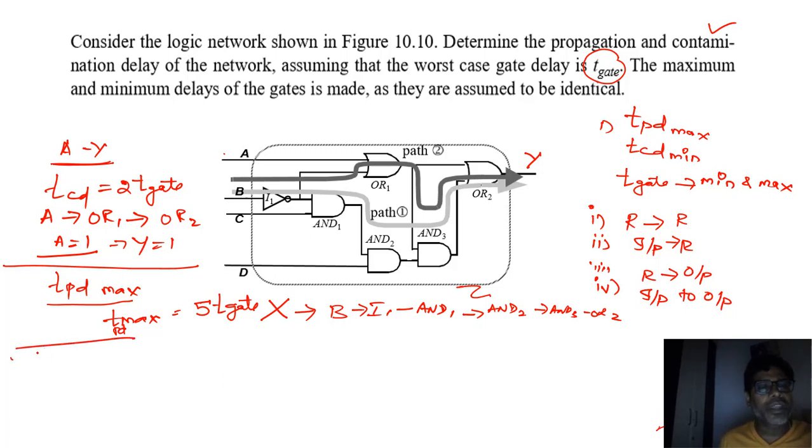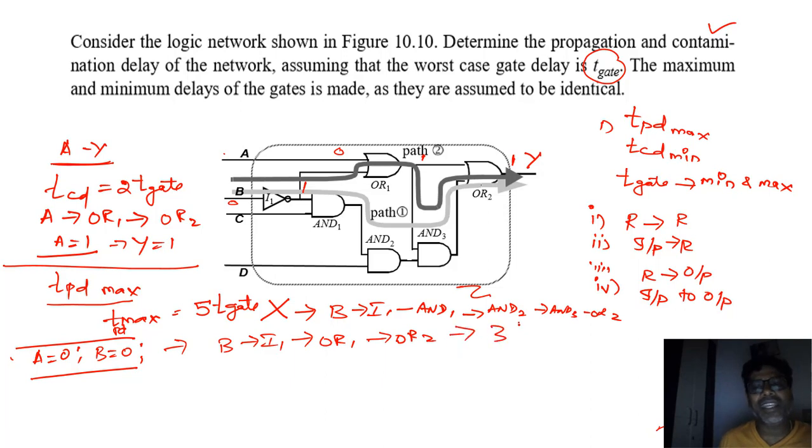Now let me make A equal to 0, B equal to 0. If I make A equal to 0, B equal to 0, what would happen? So this becomes 0. This is not going to make any change in that. But making B equal to 0 makes this to be 1. So thereby this becomes 1. If this becomes 1, this becomes 1. So the path will be from B, I1, R1, R2. So when I make this, this will be B, I1, then R1, then R2. So what you could see is it requires 3 T gate delay.